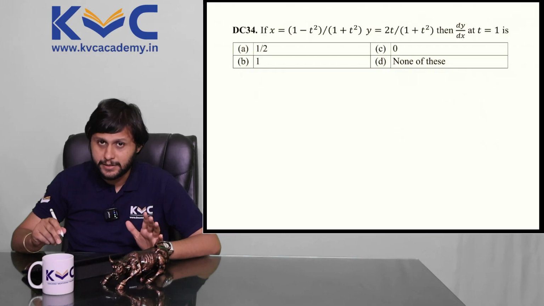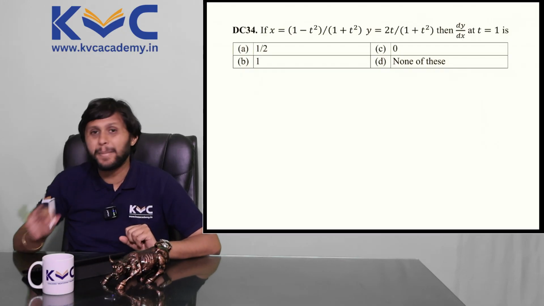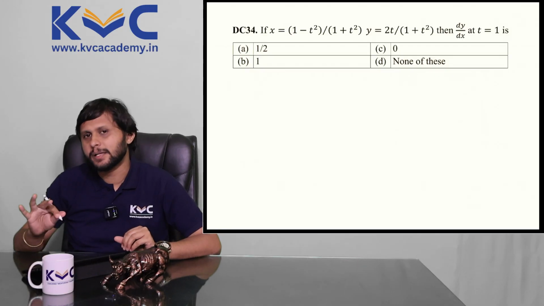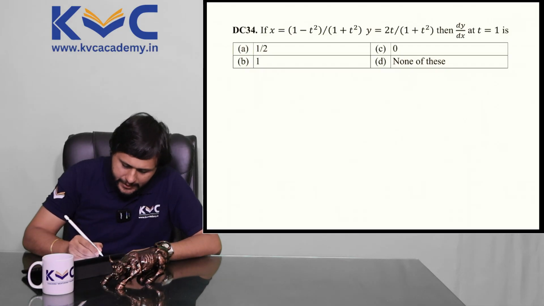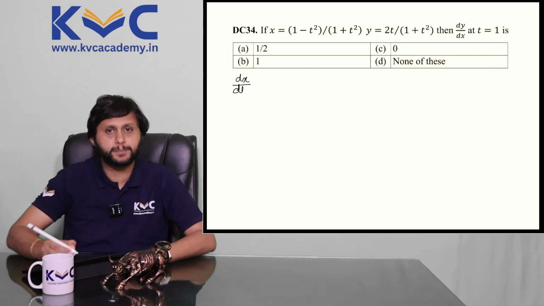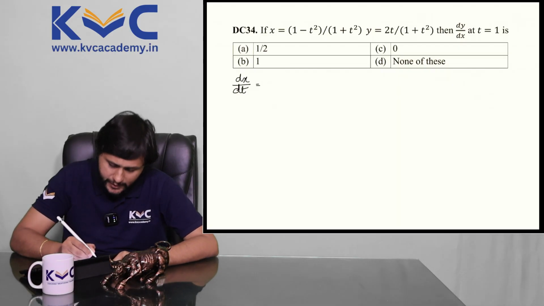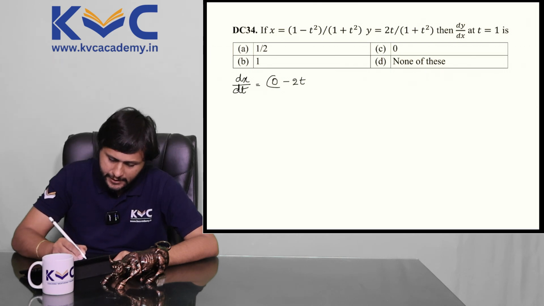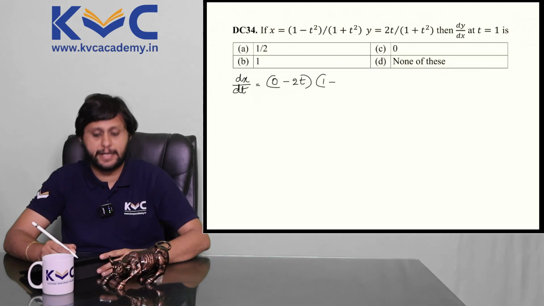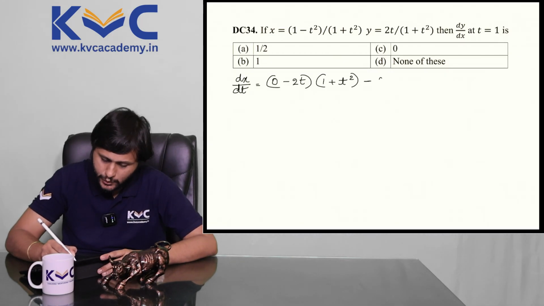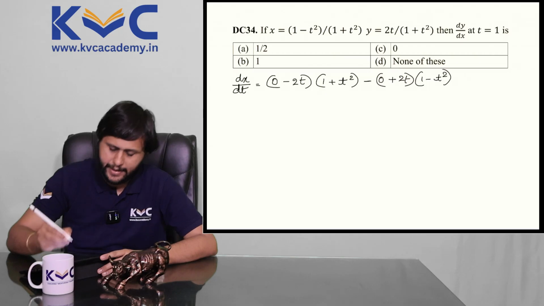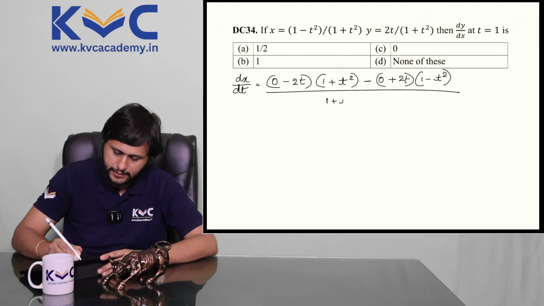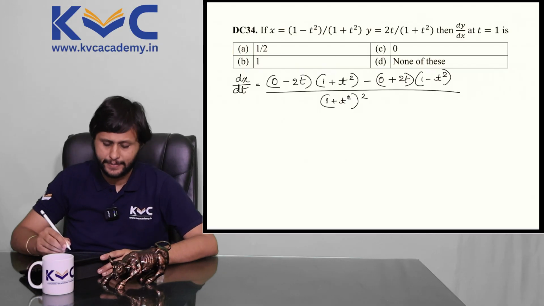We differentiate the first function, that is the numerator. The second function we leave as it is, minus differentiate the second function. The first function we leave as it is, all divided by the second function square. So we'll do that. We get dx by dt equal to differentiation of 1, 0, differentiation of t square minus 2t, second function as it is, minus differentiation of second function, we have 0 plus 2t, first function as it is, all divided by second function square. Done. This is my dx by dt.